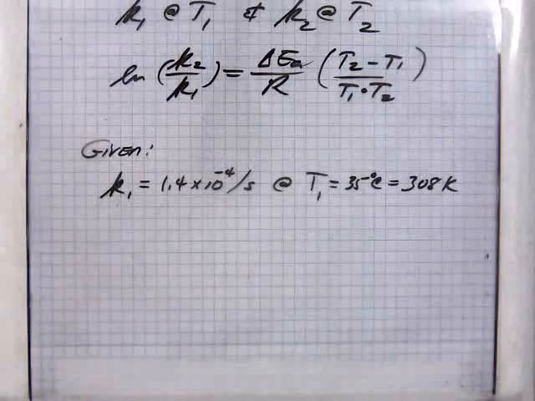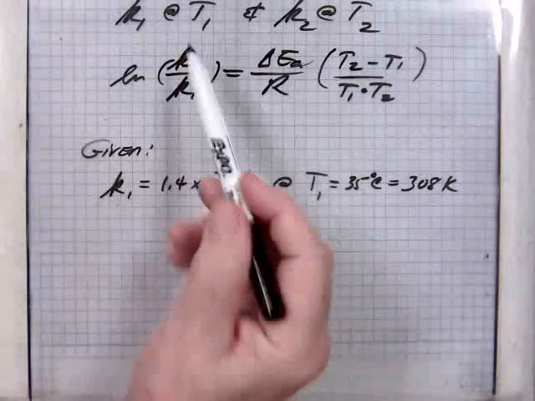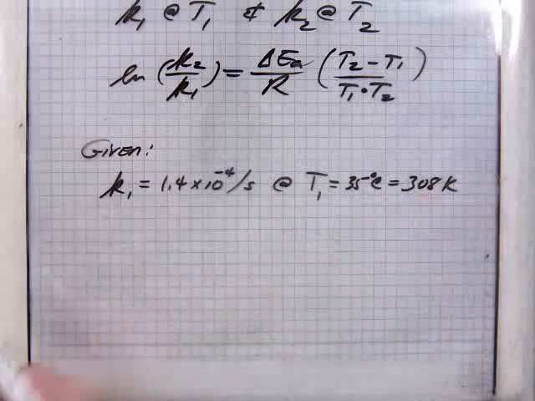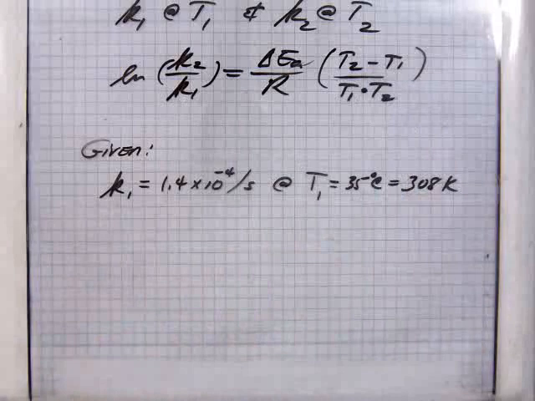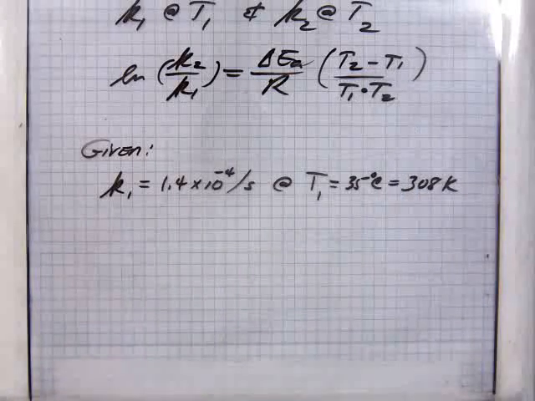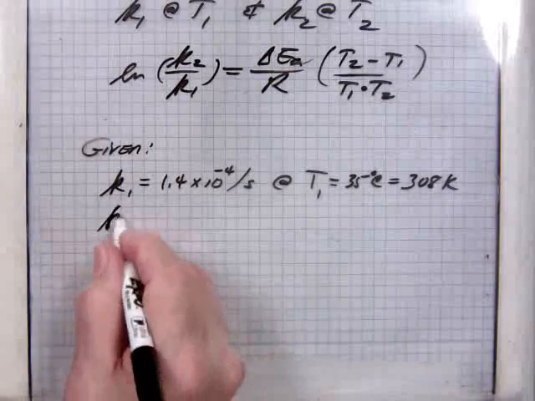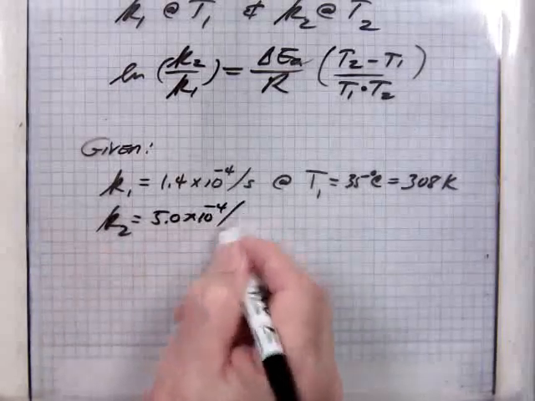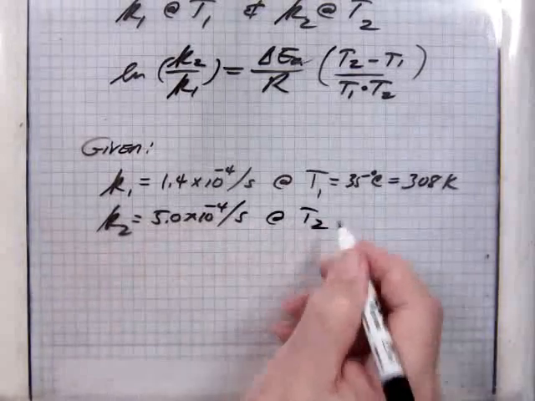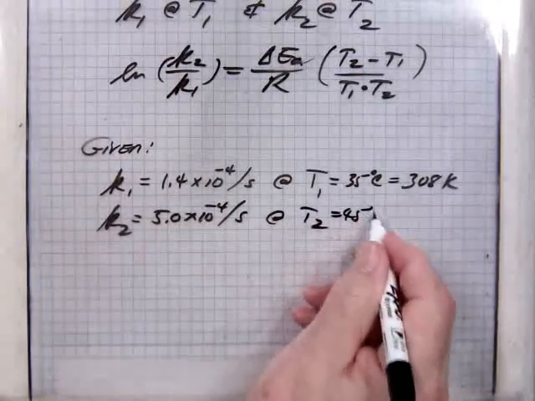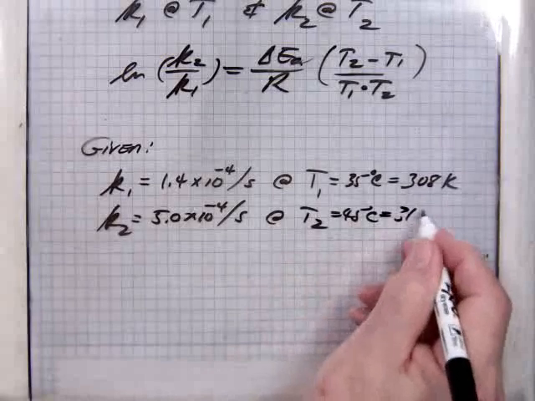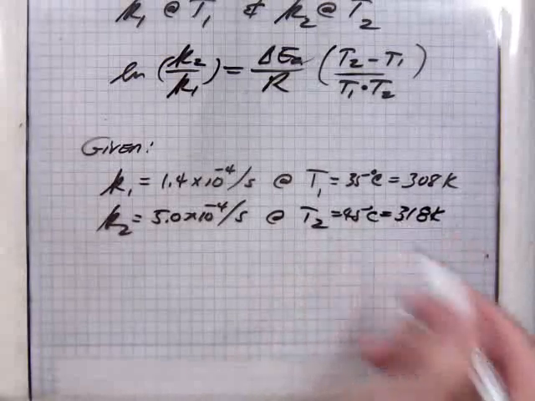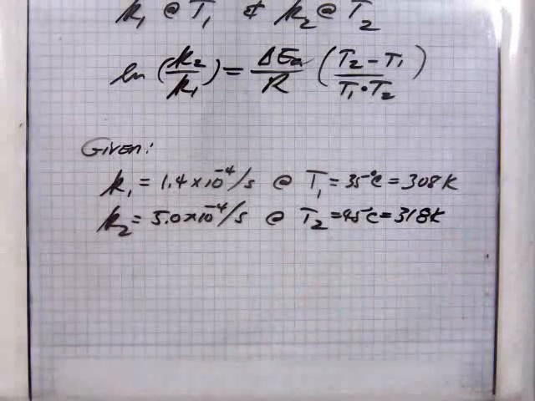Okay, so what we're looking at is a K1 and temperature 1. And then at 45 degrees, K2 is 5 times 10 to the minus 4 per second at T2, 45 degrees C, which is 318 Kelvin. Right there. What's the activation energy?